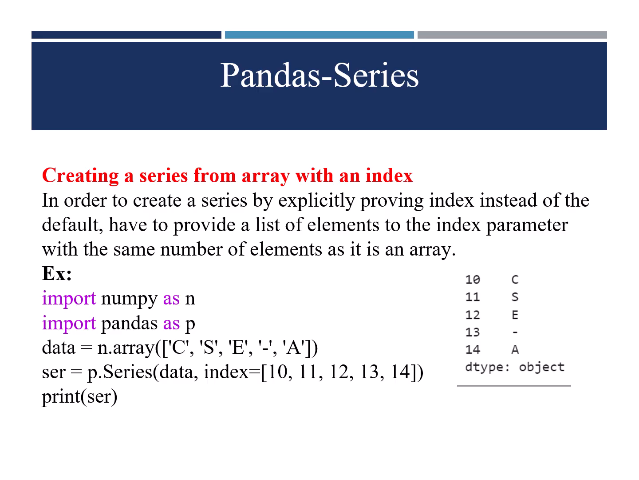So index equal to, the index starts from 10 to 14: 10, 11, 12, 13, 14. Now when you look at the output here, instead of having the default index values such as 0, 1, 2, 3, 4, here we have 10, 11, 12, 13 and 14.